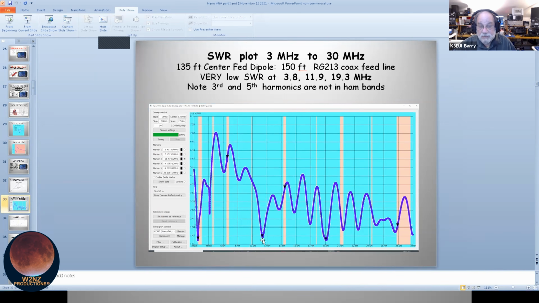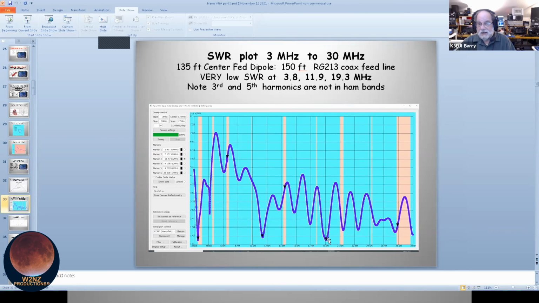Oh, here, man, I can use the antenna here. Low SWR. Oh, no. That's 11.9 megahertz. My license doesn't let me operate there. That's, by the way, the third harmonic. Not very good. Oh, man, look at this. Beautiful. I can operate 19.2 megahertz. Oh, no. I don't have a license there either. So you see the problem.